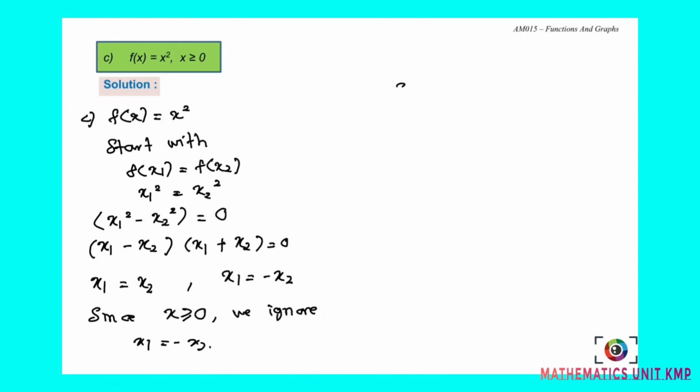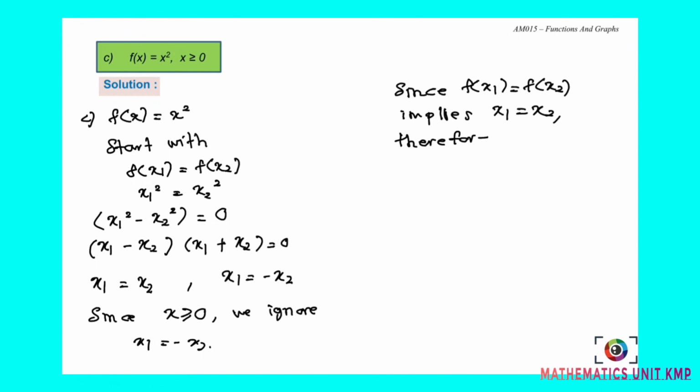We can conclude now, since f(x1) = f(x2) implies x1 = x2, therefore f(x) = x squared, x greater than or equal to 0, is a 1-to-1 function.